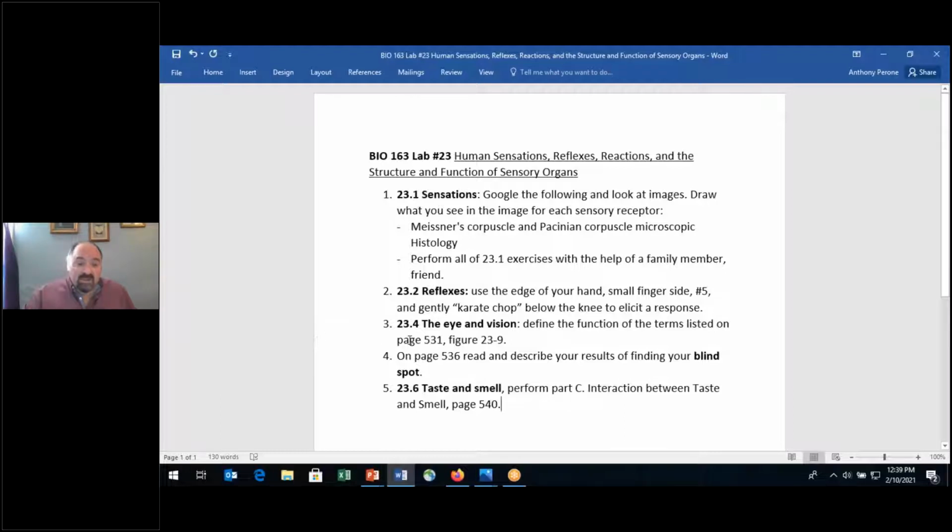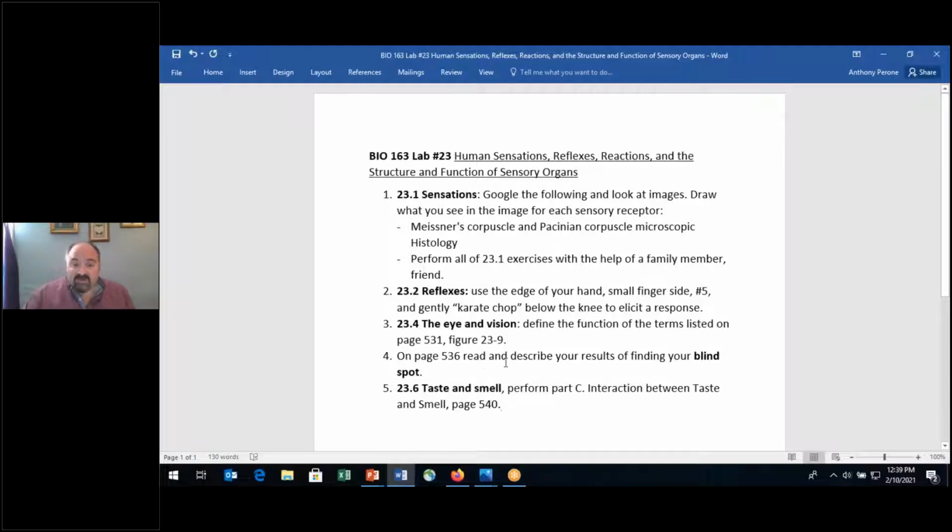For 23.4, you're skipping, right? We're not doing all of what's present in the lab here. For the eye and vision, you're going to define and give the function of the terms listed on page 531 in figure 23-9. There are two figures there. I'll go over those with you, and it's in the lab manual itself, but I still want this to be part of what you're submitting to me. You'll submit a Word document with this information in it, answering questions and such.